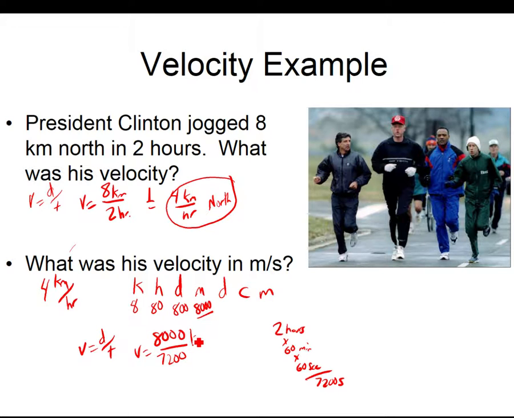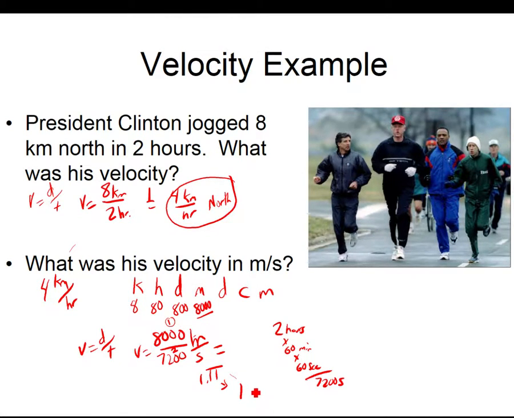This was meters. This is seconds. Now I calculate that out, and I get 1.11 repeating. We know significant digit-wise that's not possible. We look at 8,000 as only 1, 7,200 is 2, so I go with the lowest for my significant digits, and I'm going to round 1.11 repeating to 1.